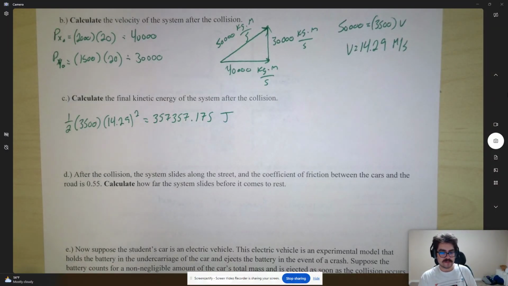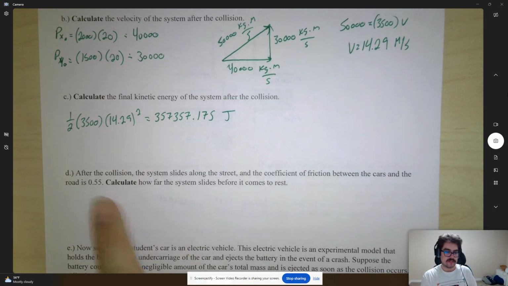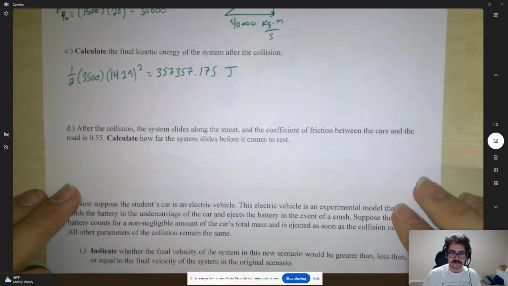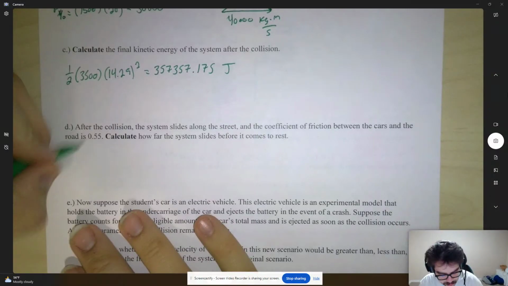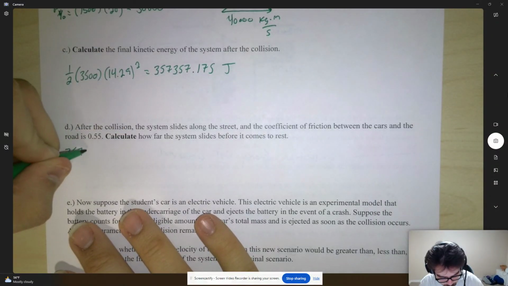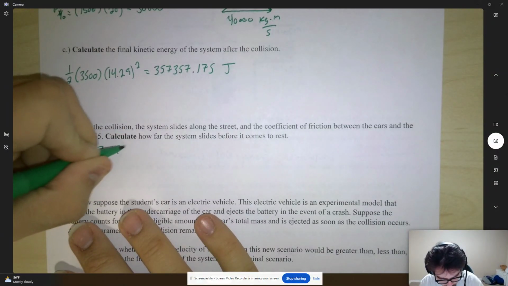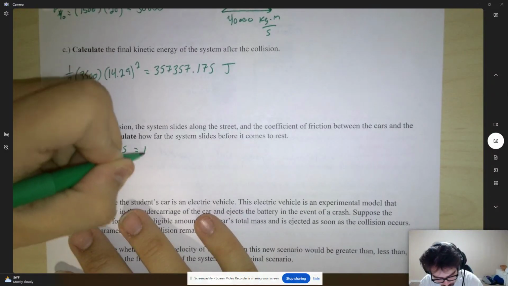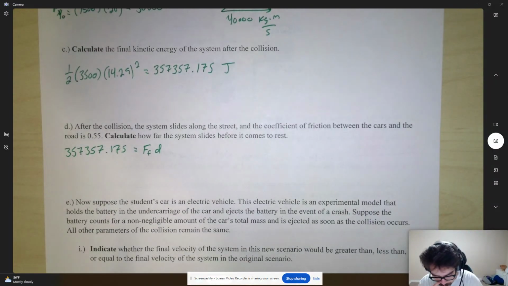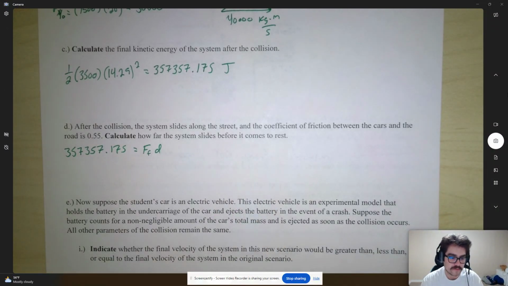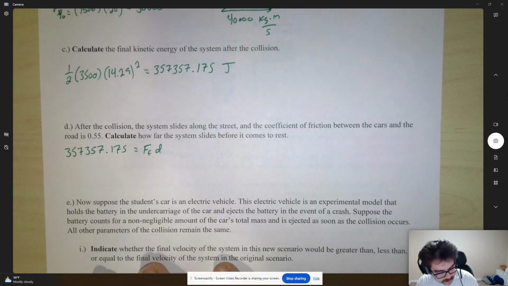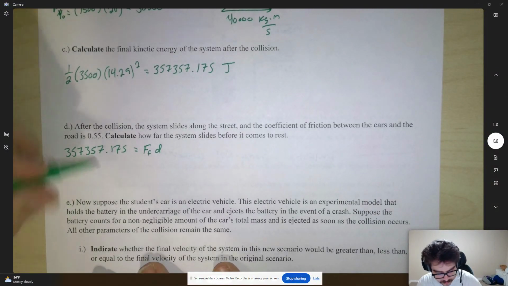And then after the collision, the system slides along the street. The coefficient of friction between the cars and the road is 0.055. Calculate how far the system slides before it comes to rest. So I can say that this is my initial amount of energy, 357.175. Set this equal to force of friction times the distance. Force of friction is going to be, actually, well, I probably should have clarified this is a horizontal street. So the mass times gravity is 35,000. Okay. Yeah, 35,000 times mu, which is 0.55.